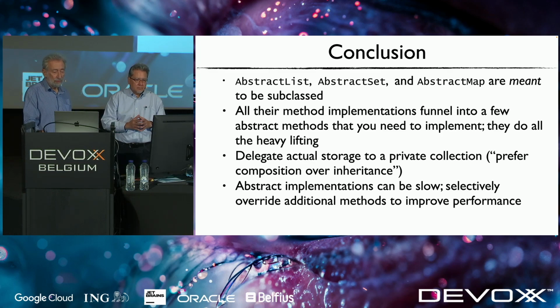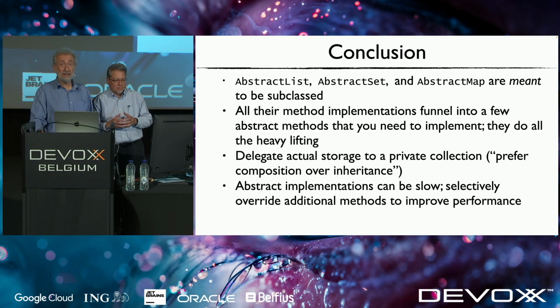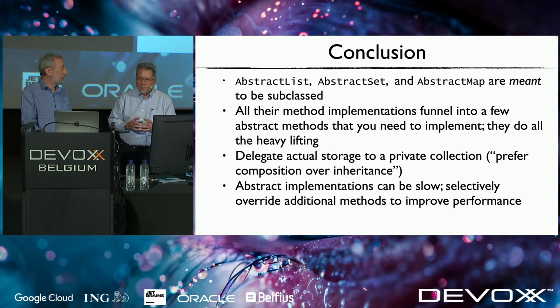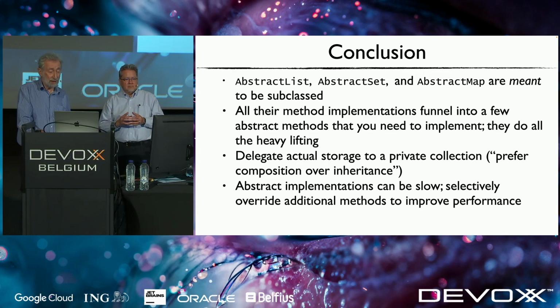Okay, so we've got a conclusion from this. AbstractList, AbstractSet, and AbstractMap are meant to be subclassed. They're designed for it. So you will not get any of these unpleasant surprises that we talked about with the fragile base class problem with them. All the method implementations funnel into these five that we overrode there.